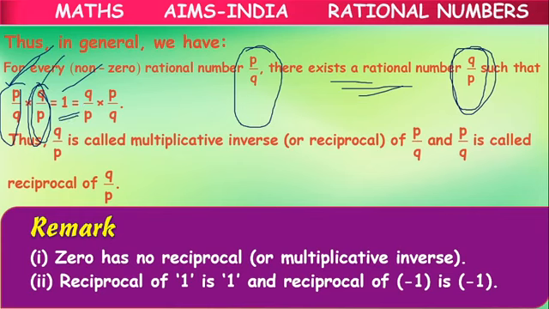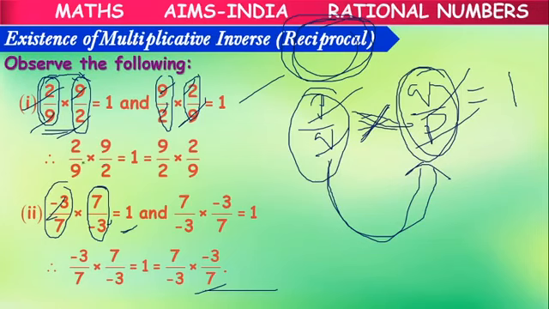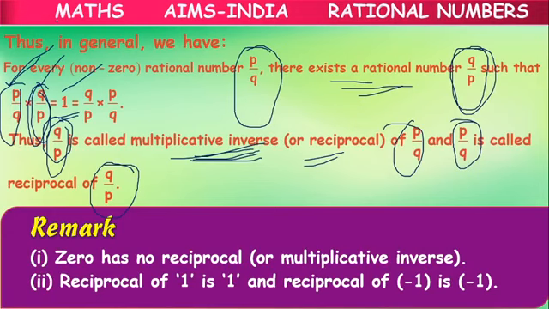So this reciprocal Q by P is called multiplicative inverse or reciprocal. Q by P is called reciprocal of P by Q, or P by Q is called reciprocal of Q by P. So it is called multiplicative inverse. So in rational numbers, multiplicative inverse will exist. Multiplicative identity will exist. Multiplicative inverse also will exist.